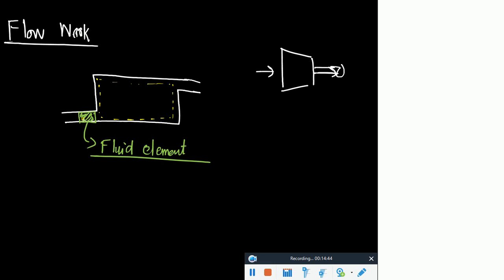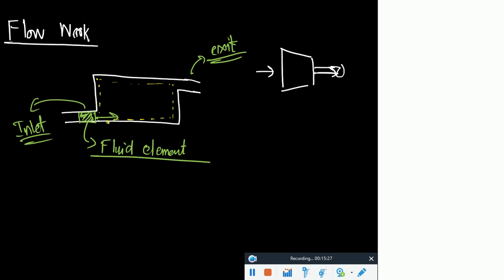Flow work is basically what? It's a combination of pressure and velocity, right? And how can you see that? What is the physical significance of that flow work? Just consider it's my control volume and this is a fluid element. This is the inlet of that system, and this is the exit of that system. If you want to push that fluid element into this control volume, you need to do some work, isn't it? And obviously that work would be a combination of force and displacement, isn't it? How do you define work? It is force into displacement.